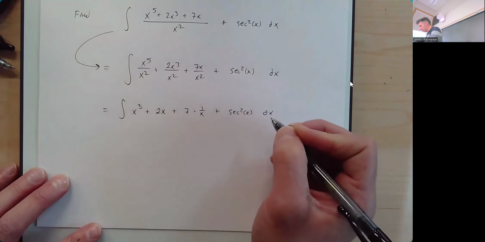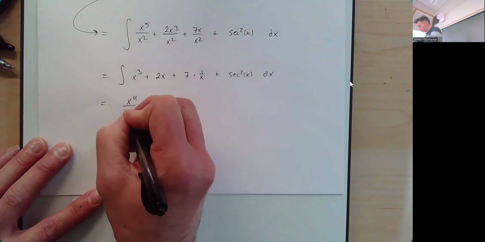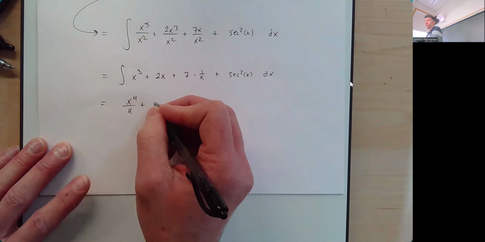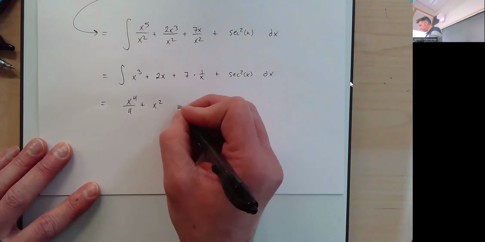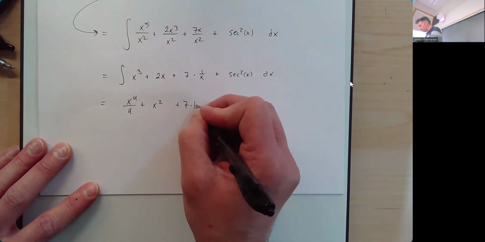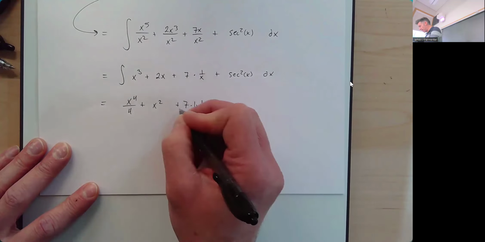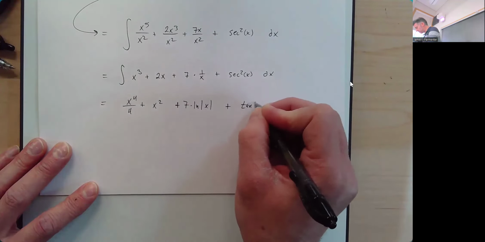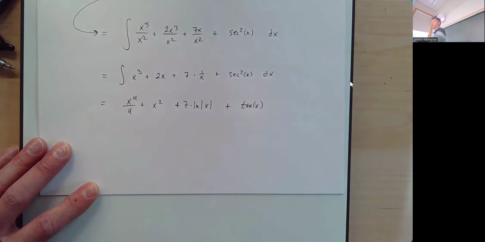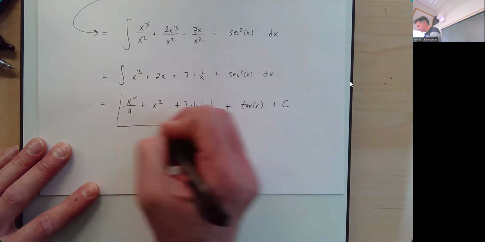And then let's cut to the chase since it's 11:50. That's going to be x to the 4th over 4, plus 2x squared over 2, which is just x squared, plus 7 times the natural log of the absolute value of x, plus the antiderivative of secant squared, which is tangent of x, because the derivative of tangent of x is secant squared of x. Plus C.